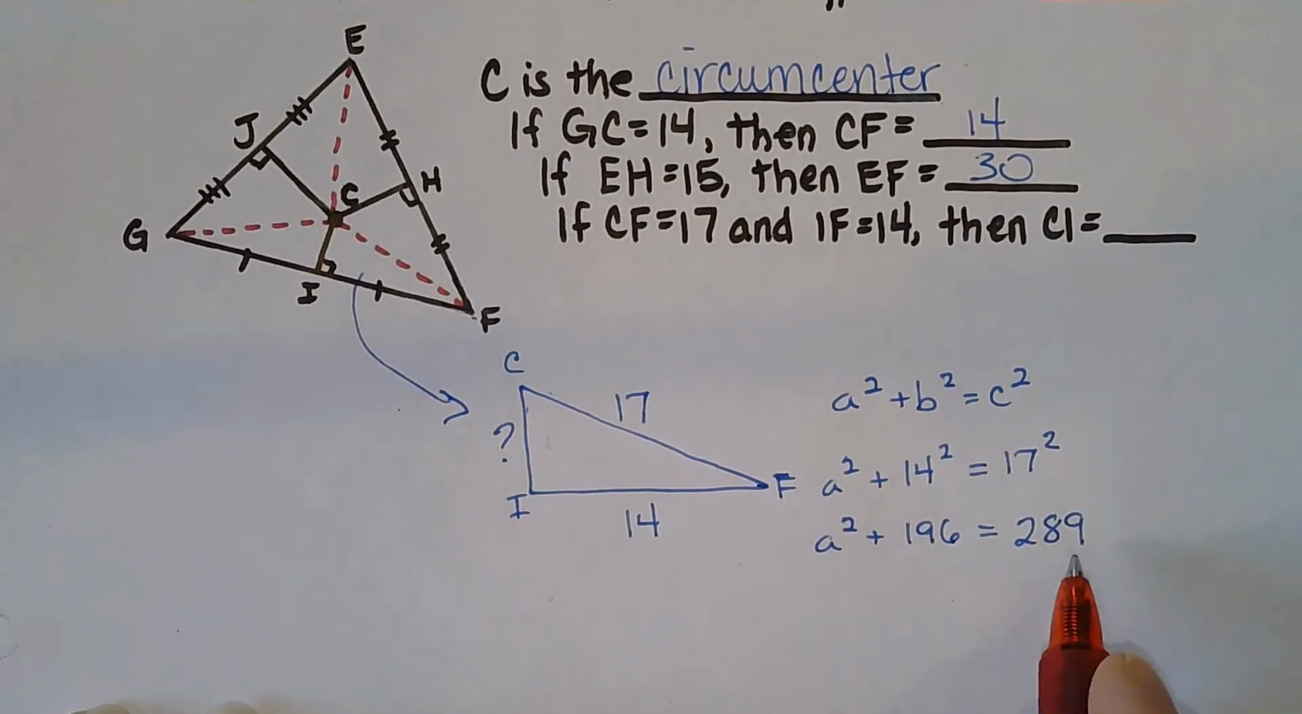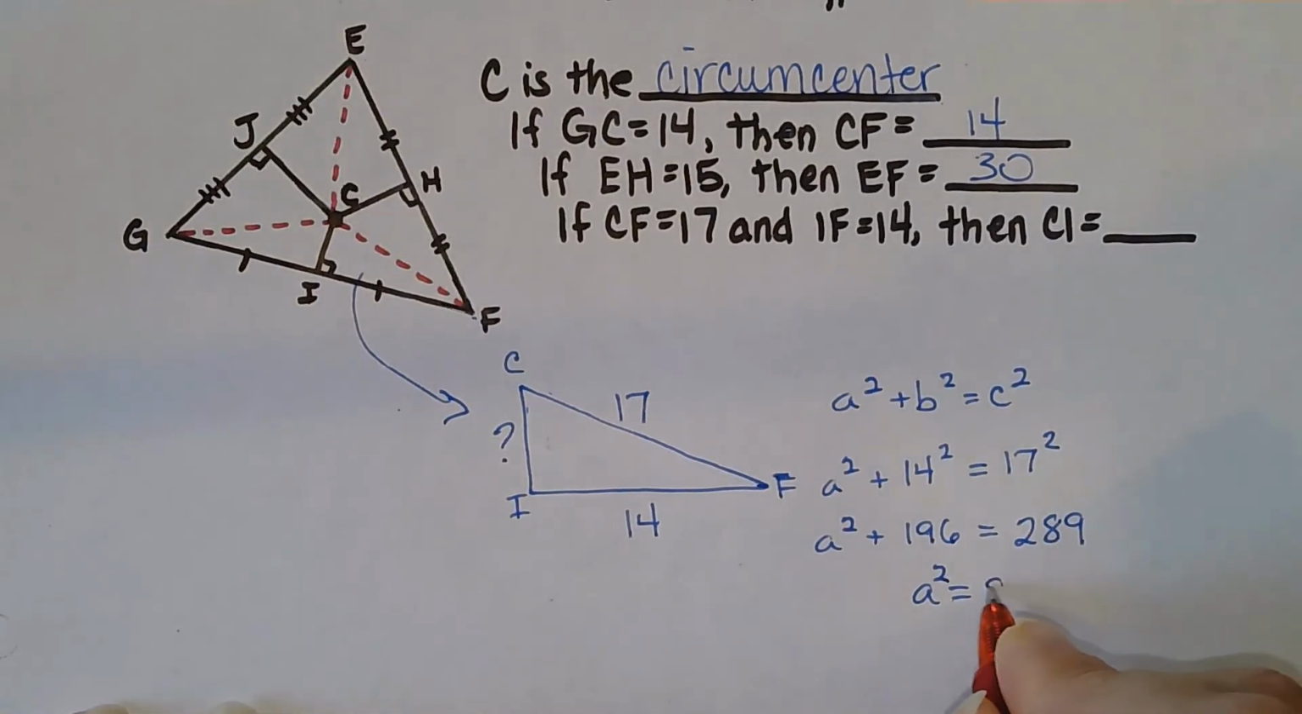Move that 196 to the other side. Subtract 196, and I'm going to get 93. So if I want to get A by itself, I'm going to take the square root of both sides. So A is going to be the square root of 93. Or if I put that in my calculator and I want to get a decimal, that's going to be approximately 9.6.